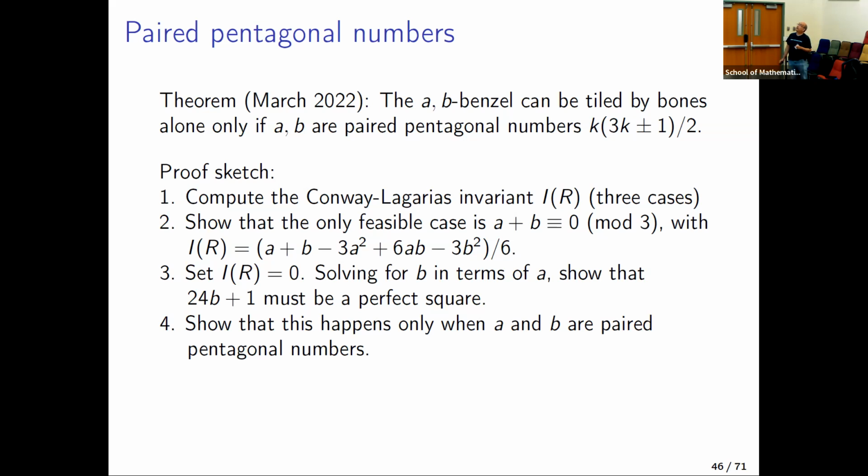First, compute the Conway-Lagarias invariant. There are actually 3 cases according to the residue of A plus B mod 3. Second, rule out 2 of those 3 congruence classes and show that the only feasible case is where A plus B is 0 mod 3, in which case the invariant takes the value (A plus B minus 3A squared plus 6AB minus 3B squared) over 6. Set that invariant equal to 0, since there are no stones of either direction in the tiling. Solve for B in terms of A, show that 24B plus 1 must be a perfect square, and then check that this only happens when A and B are paired pentagonal numbers.